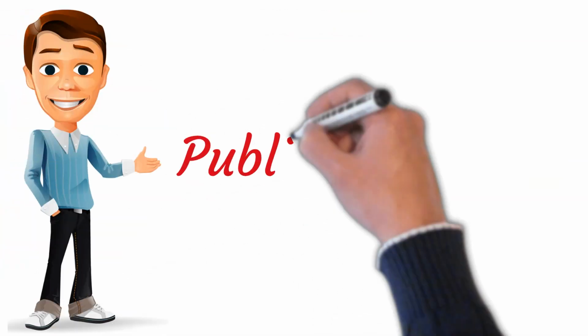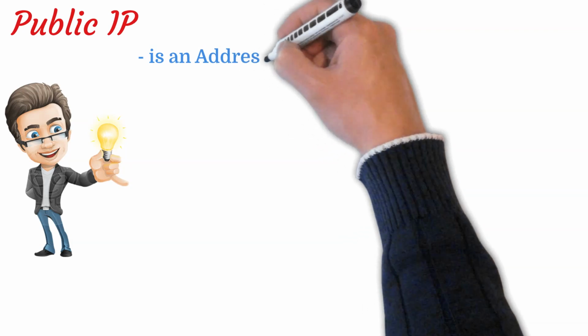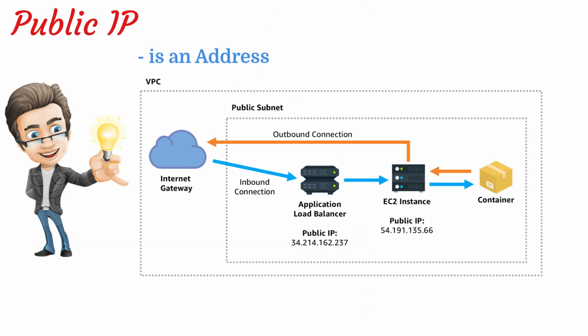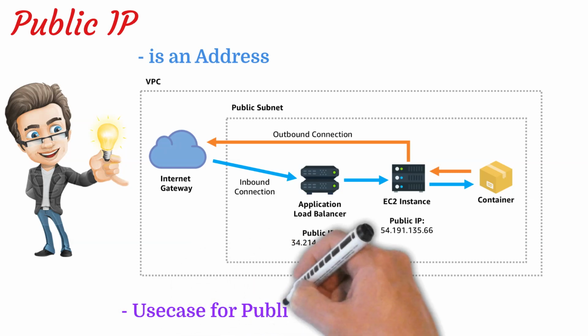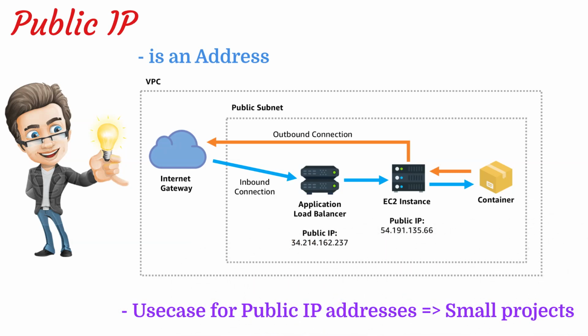Public addresses. A public IP is an address that can be reached from the Internet. You can use a public address for communication between the Internet and your instances. The best use case for public IP addresses is for small projects where a dynamic IP can be used without much overhead. AWS has over 1 million public IP addresses and is constantly adding new ones.